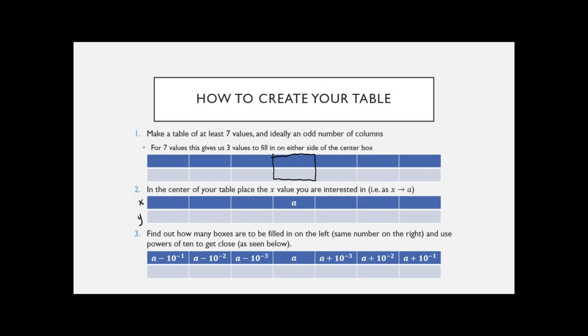So if you know you're approaching 2, you can plug 2 in for a, and you can use this table to come up with your numbers. I've got many examples where I'm going to go through this so you can see the whole process of creating the table and then how you read that table to find your limit.